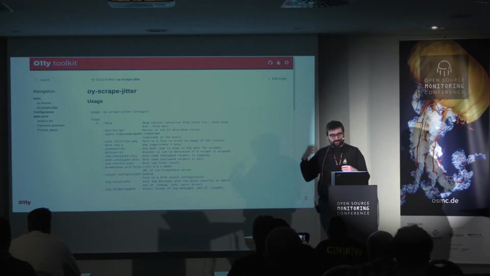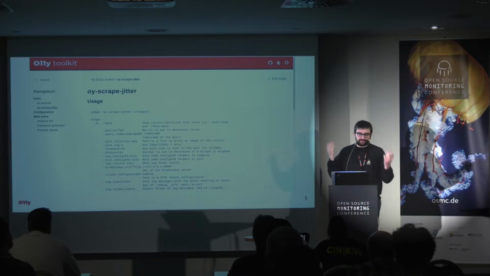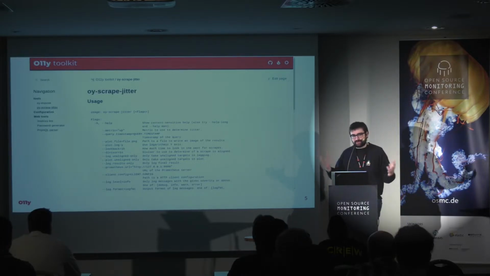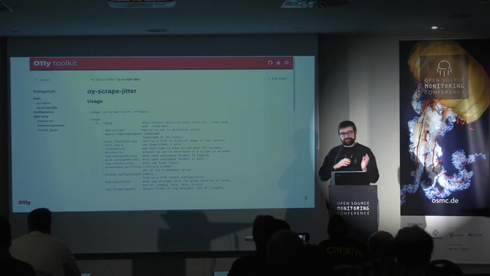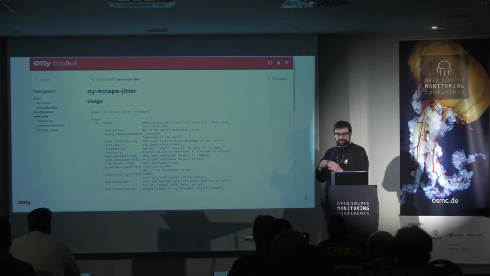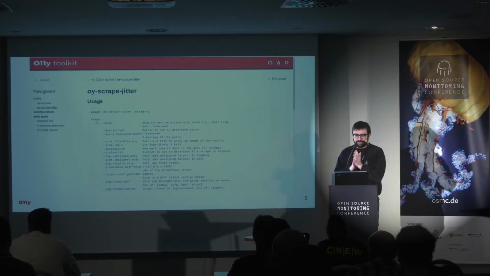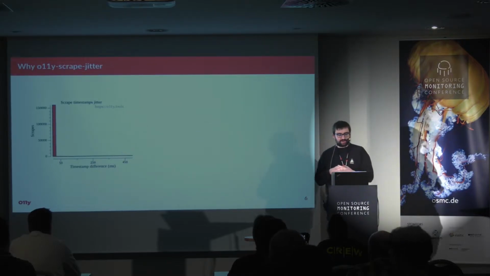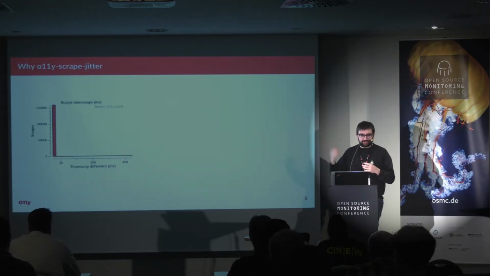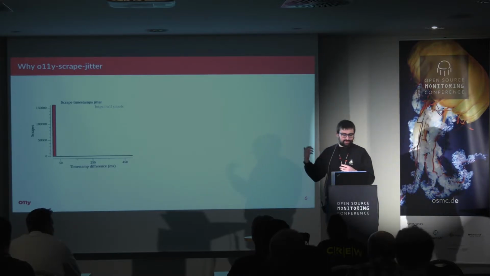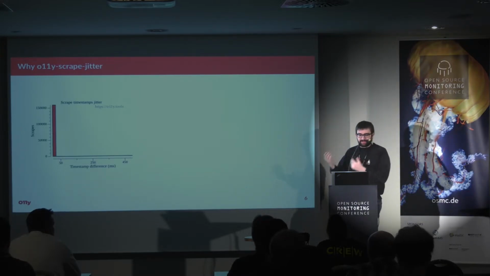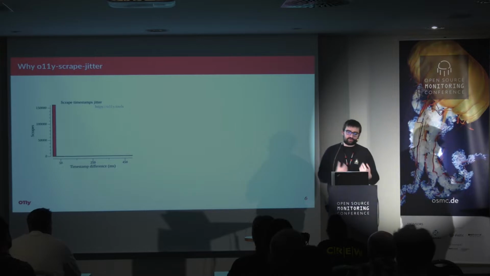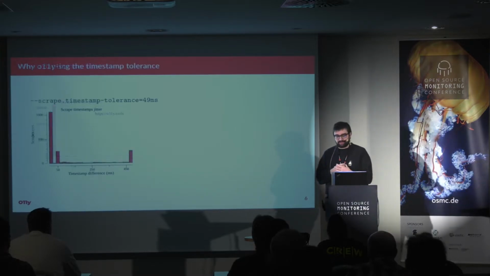The second tool is O11y scrape jitter. Prometheus, in order to correctly compact your data and to have efficient storage, needs really well aligned scrapes and really well aligned metrics, thanks to the Gorilla 2 compression that we are using. At one of our customers, when we ran O11y scrape jitter to analyze the alignment of the scrapes, we noticed that more than 150,000 scrapes were not aligned, which means that they were not stored efficiently in the Prometheus database.